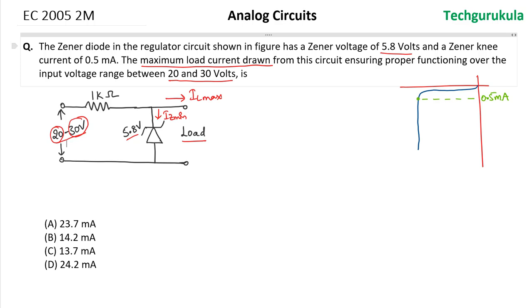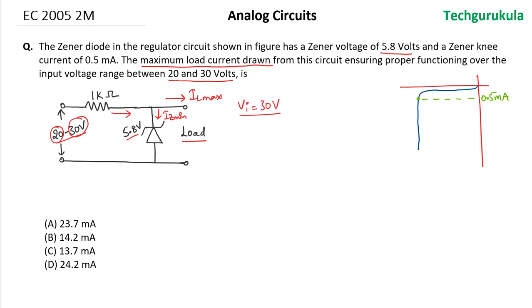So, let us see the IL max, that is when input voltage is 30 volts. The current flowing through the current limiting resistor, which is 1 kilo ohm, will be 30 volts minus the Zener voltage here, which will be 5.8 volts, divided by 1 kilo ohm. So, this will be equal to 24.2 volts divided by 1 kilo ohm. So, this will be 24.2 milliamperes. The amount of current that flows through the current limiting resistor will be 24.2 milliamperes.